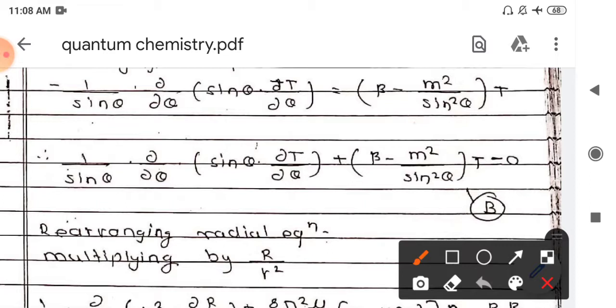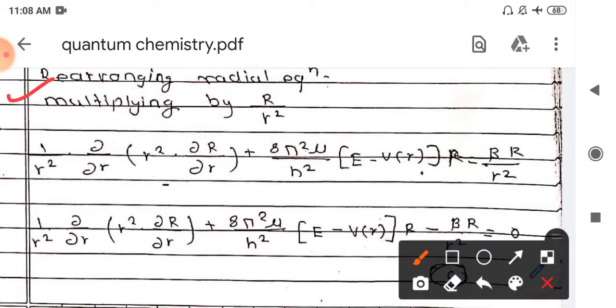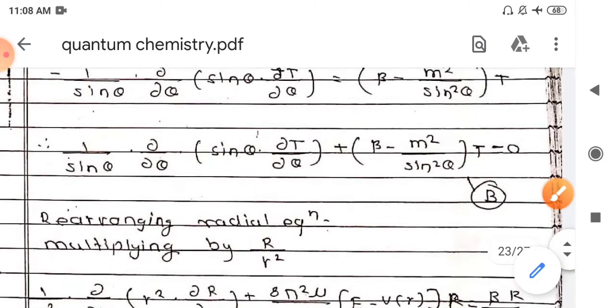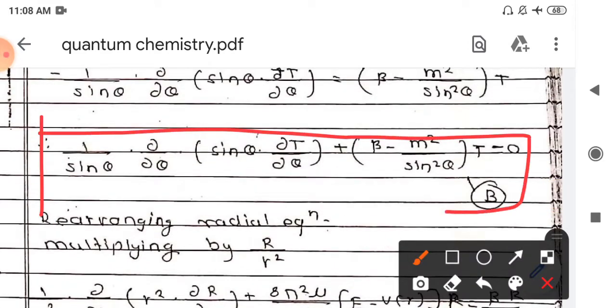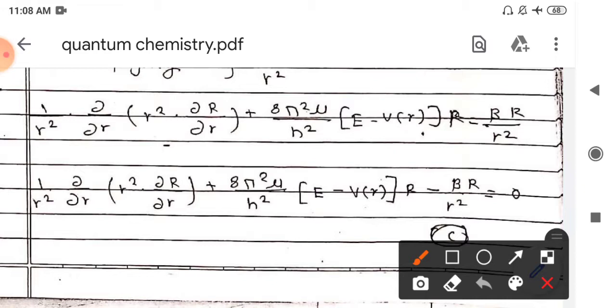First we will rearrange that equation like this: minus 1 upon sine theta into d by d theta of sine theta dT upon d theta is equal to beta minus m square upon sine square theta into T. Rearranging this equation, we get the theta equation. Initially we got the equation for f, now we have the equation for t, and we are left with only the r equation. So how can we obtain that?